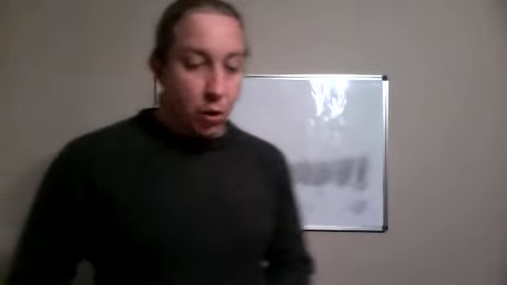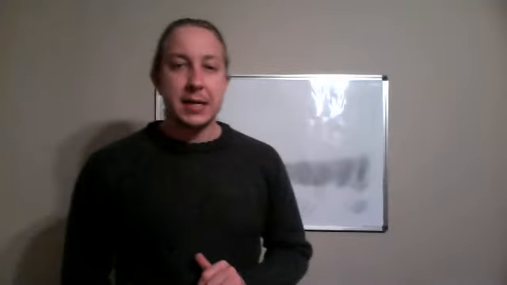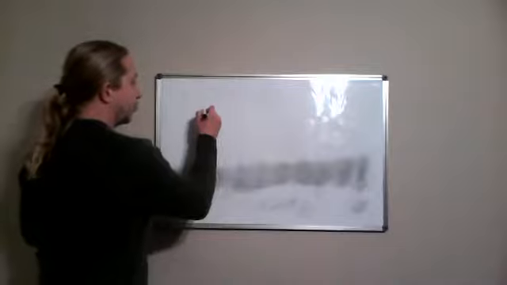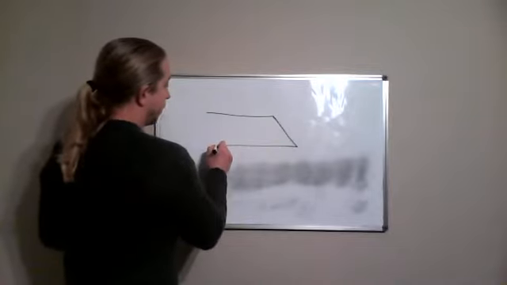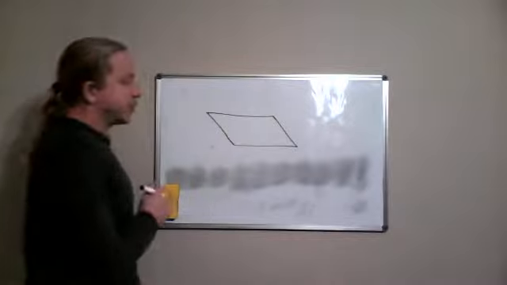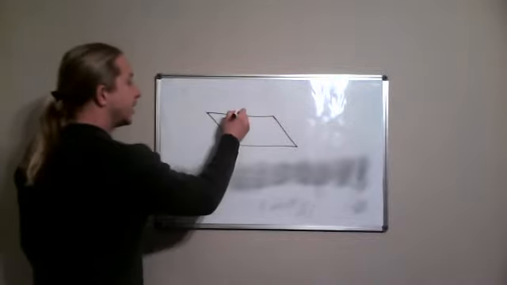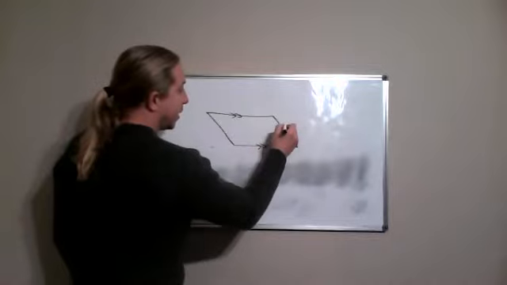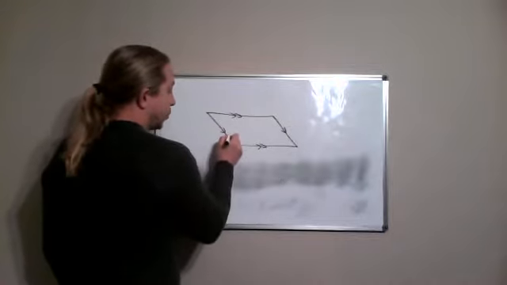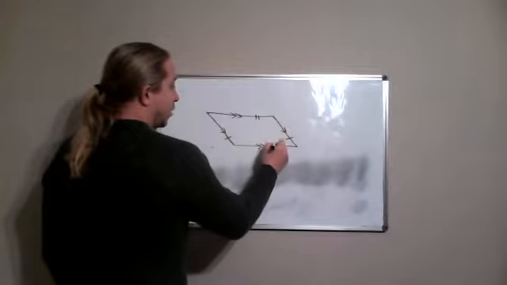A parallelogram can be defined as a quadrilateral with two pairs of opposite sides parallel. You can accurately construct a parallelogram if you know the length of two adjacent sides and the size of one of the angles. I'll draw an example here. Something like this is a parallelogram, meaning that this side is parallel to that side, and this side is parallel to that side. Also, this side equals that side, and this side equals that side.